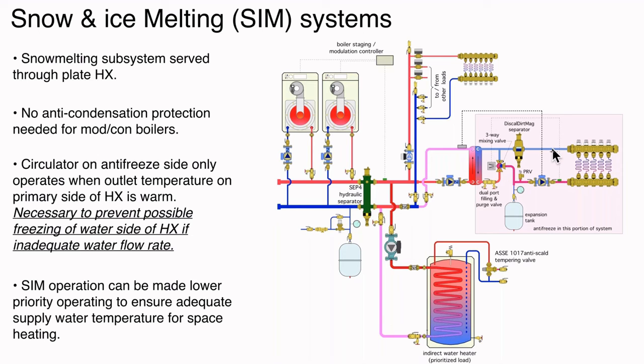So we want to have controls that when we have a simultaneous call for, let's say, heating that garage floor slab or that snow melting system, and we have a call for domestic hot water, the control should give priority to domestic water and probably the next lower priority to space heating. And as long as those loads are being satisfied, as long as we have adequate supply water temperature to meet those loads, then we can enable operation of the snow and ice melting system.